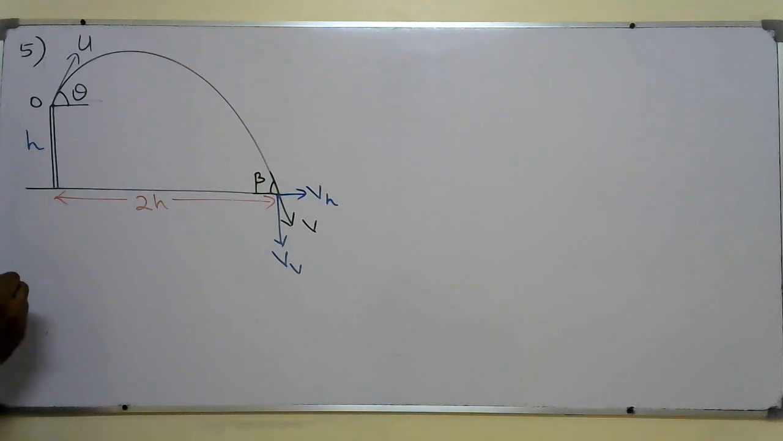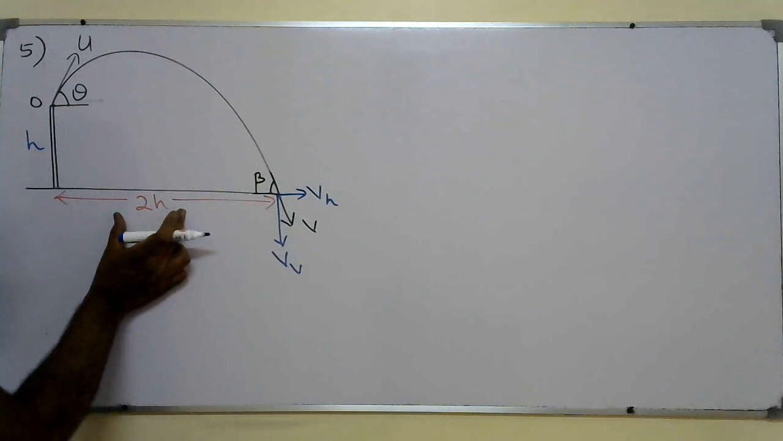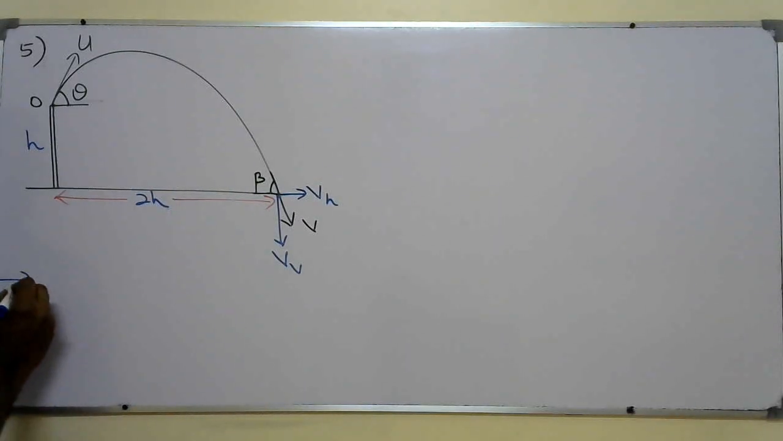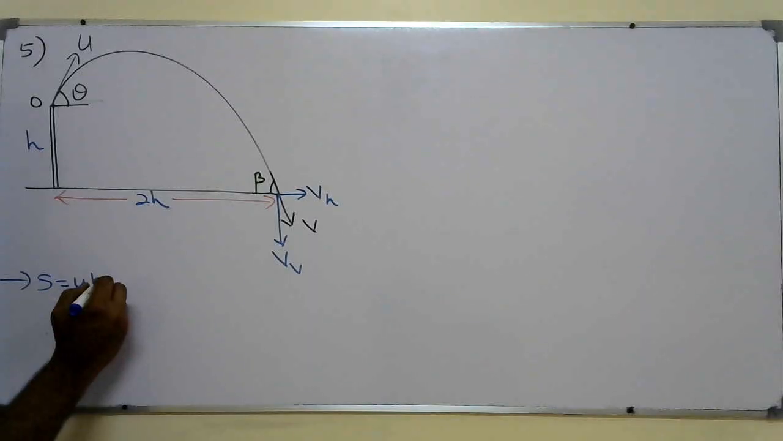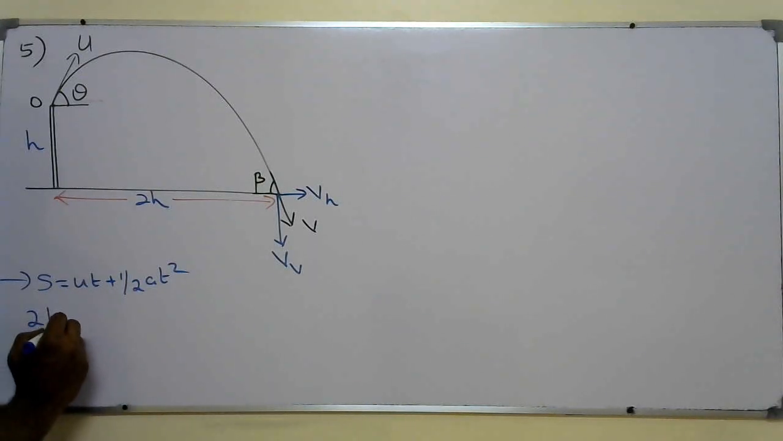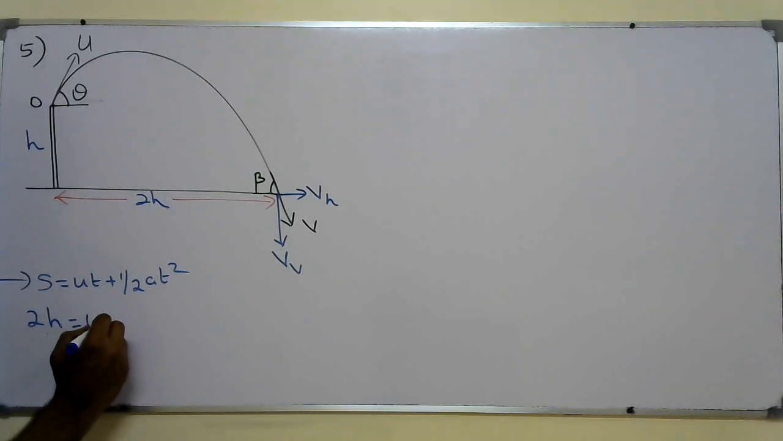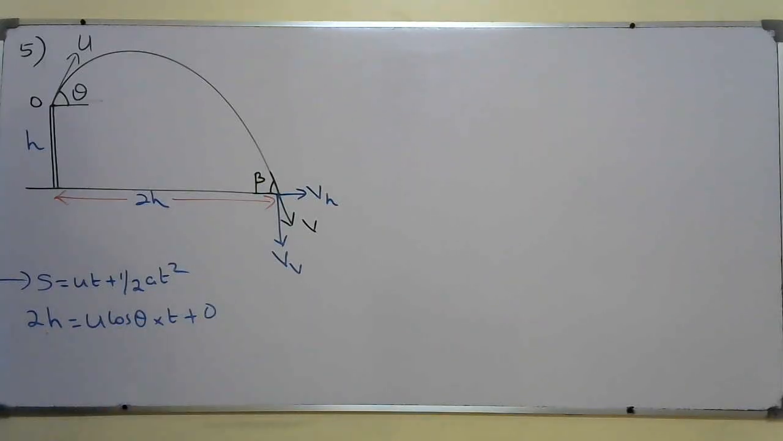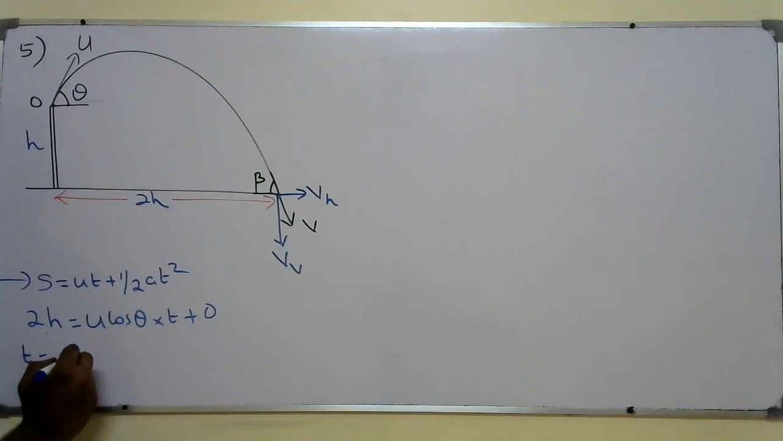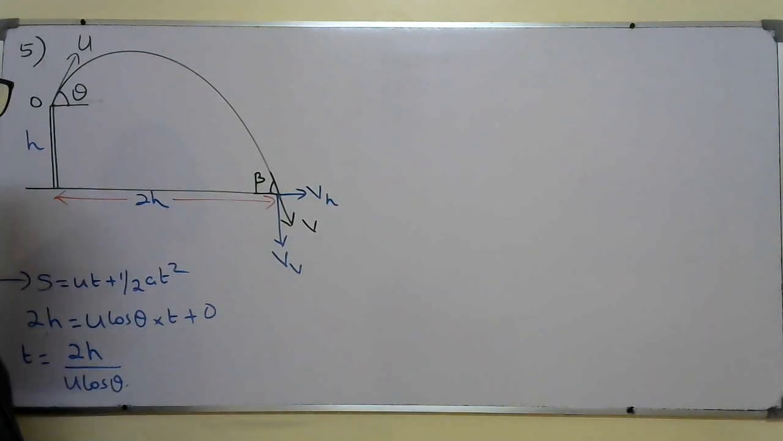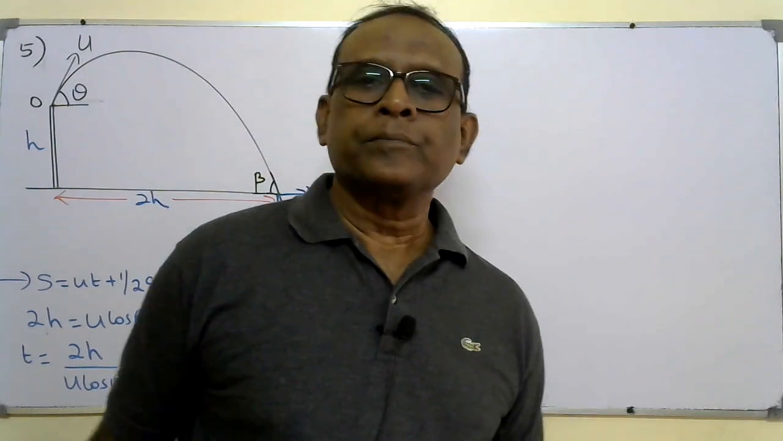If we consider horizontally, the range is 2h, given in the question. So we'll use horizontally S equal to ut plus half at squared. So that is 2h equal to u cos theta times t plus 0, no acceleration. So t is going to be 2h over u cos theta. That's all we can say up to now, right?